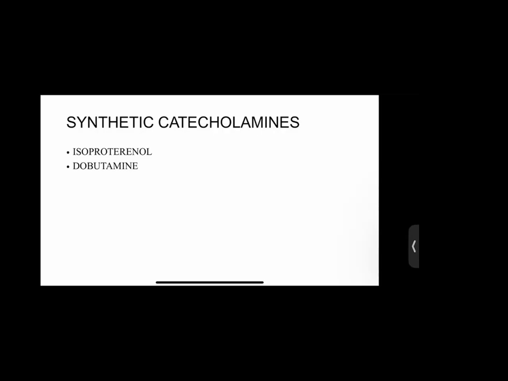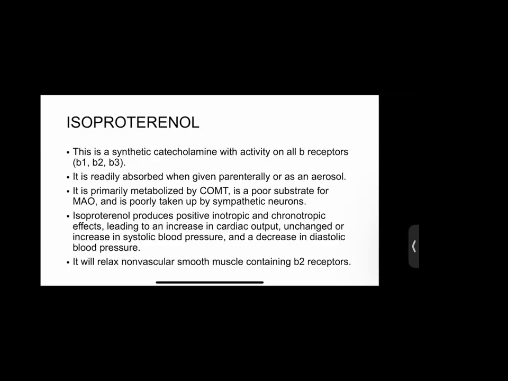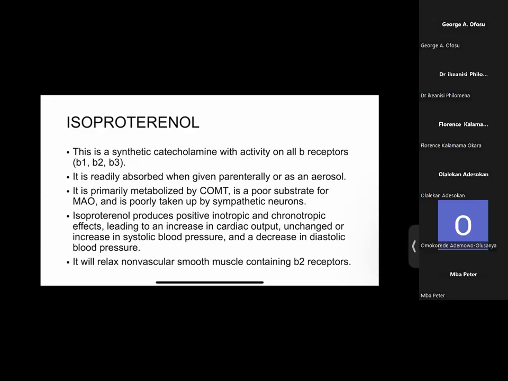Then the synthetic ones, we have dobutamine and isoproterenol. Isoproterenol is a synthetic catecholamine with activity on all beta receptors. It has beta 1, beta 2, and beta 3 activity. It is rarely absorbed when given parenterally or as an aerosol. It is also metabolized by the COMT enzyme and monoamine oxidase, though it is a poor substrate for monoamine oxidase and is poorly taken up by the sympathetic neurons.